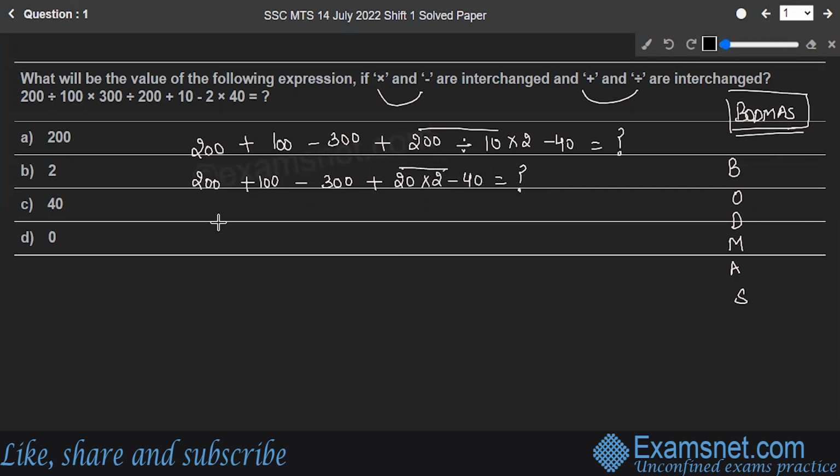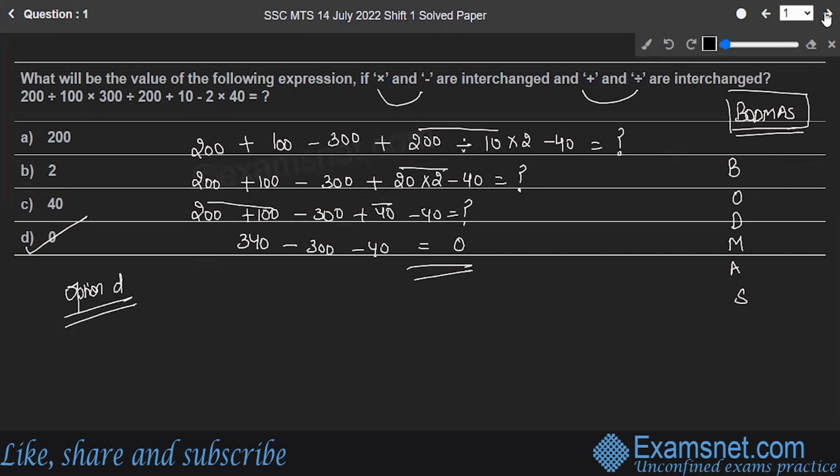Next thing, multiplication. 200 plus 100 minus 300 plus 40 minus 40 is equal to question mark. Next is the turn of the addition. So 200 plus 100 plus 40 gives you 340, minus 300 minus 40. This will give you 0. So option D is the correct answer to the question. Hope you are clear with this.